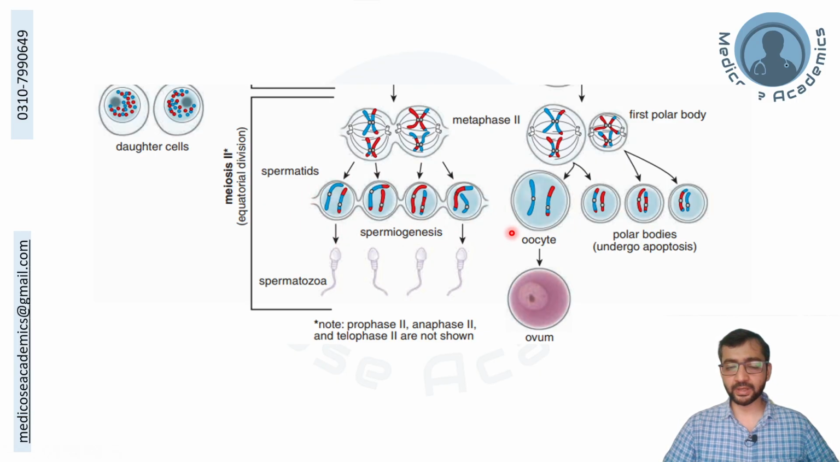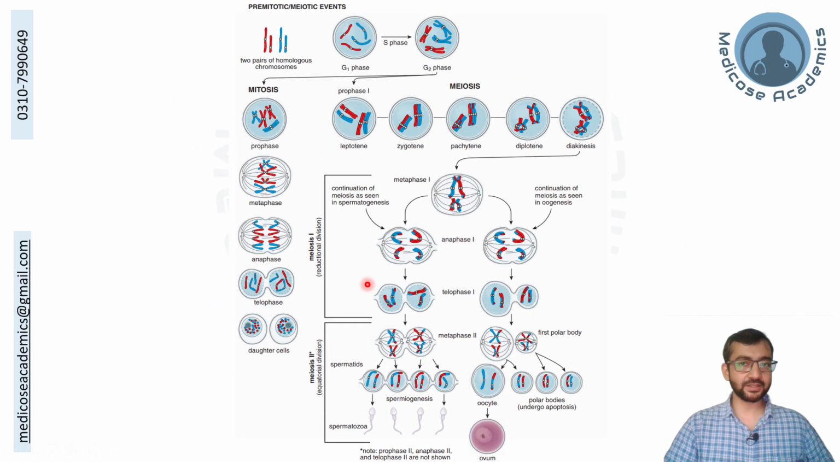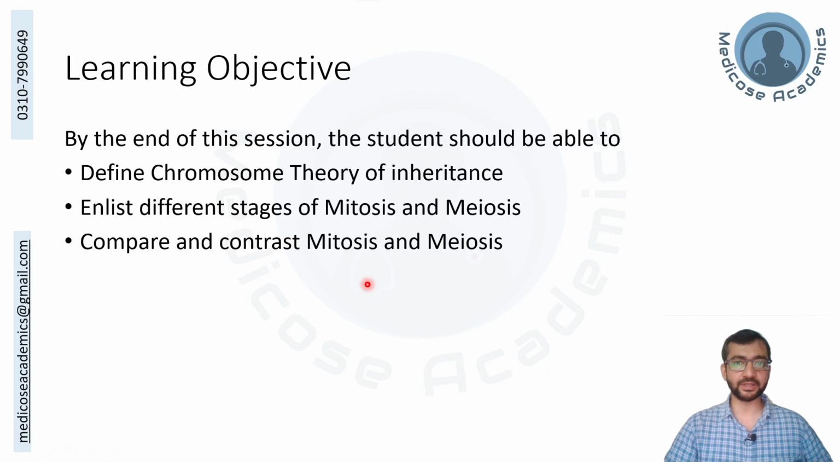As you can see in this picture of Michael H. Ross, there is incomplete cytokinesis here and formation of oocytes and polar bodies. So in cytokinesis, the cell shape is different and their further specialization is also different. So this is about the meiosis and mitosis comparison.